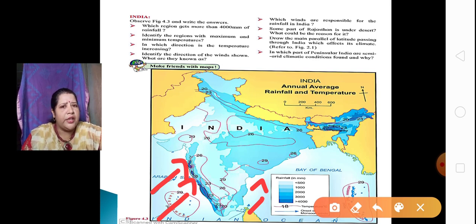What is the meaning of semi-arid? That means not at all fully a desert, but a part of desert. That is called semi-arid climatic conditions. So which are the parts which are having semi-arid conditions? That is the southern part of Punjab, Haryana, western Uttar Pradesh, parts of Rajasthan, Gujarat. These are the parts which are having this type of climate. So I hope you all have understood the map of India along with these questions. So let's move on further.